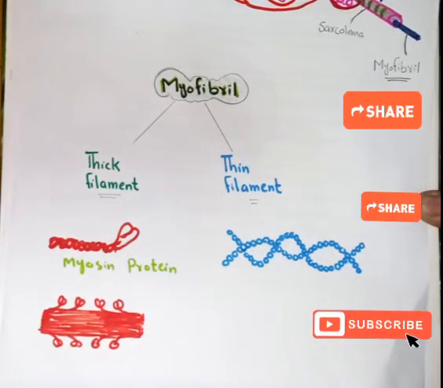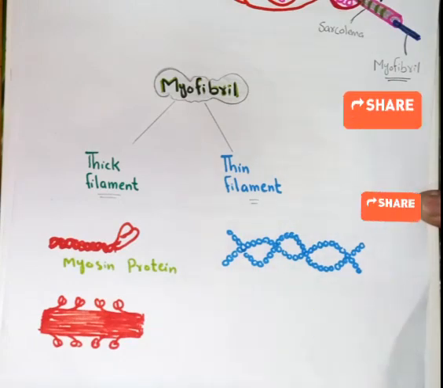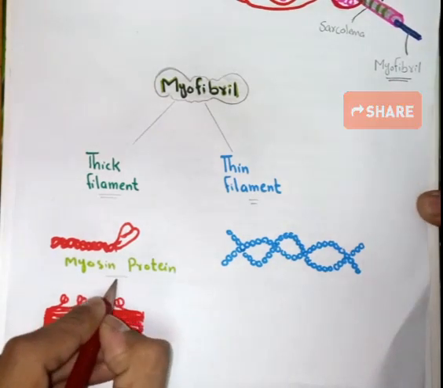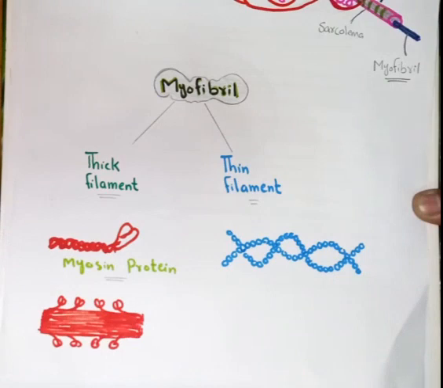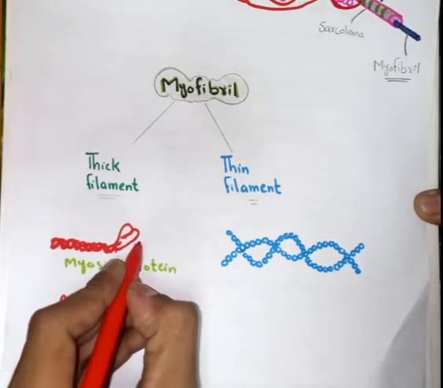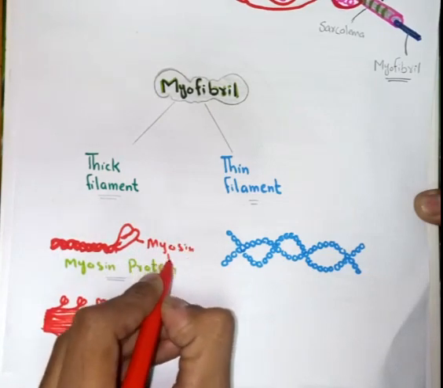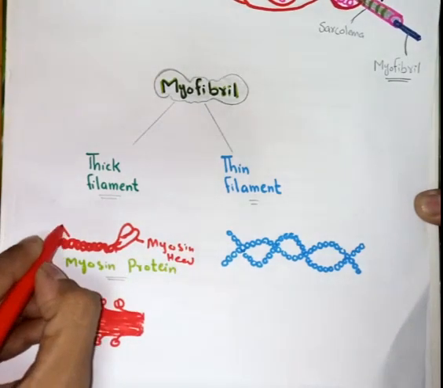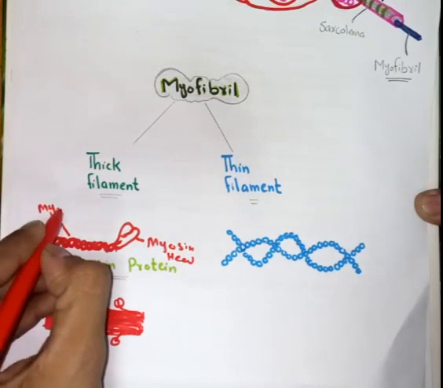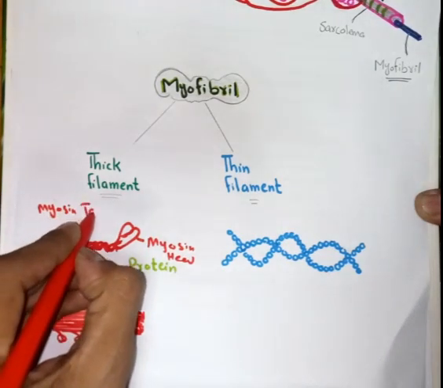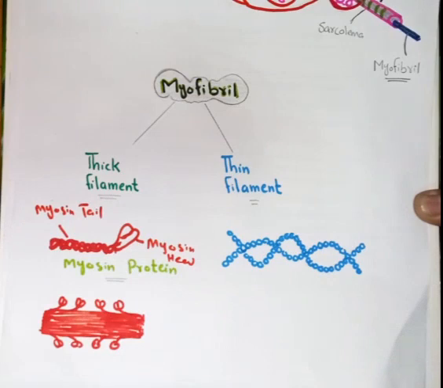Thick filament is made up of one protein, that is myosin protein. Here you can see this is the myosin head, and this is the myosin tail. Now if we talk about the thin filament, it is made up of three major types of protein. The first is actin protein.